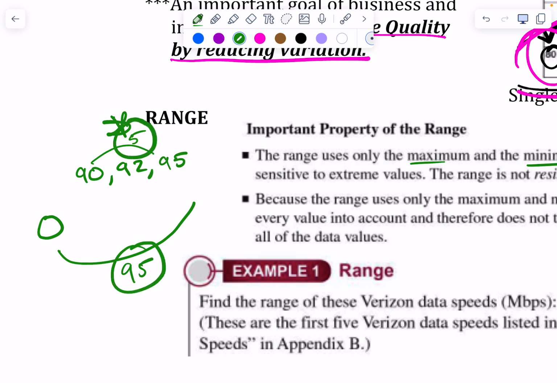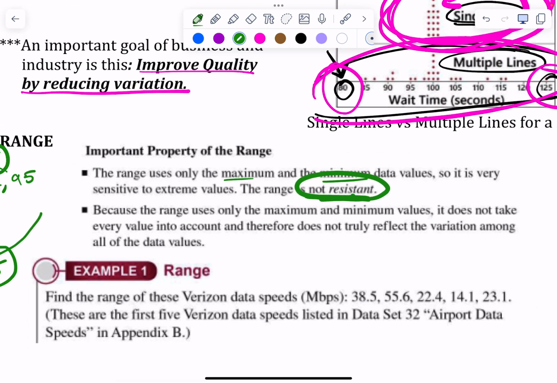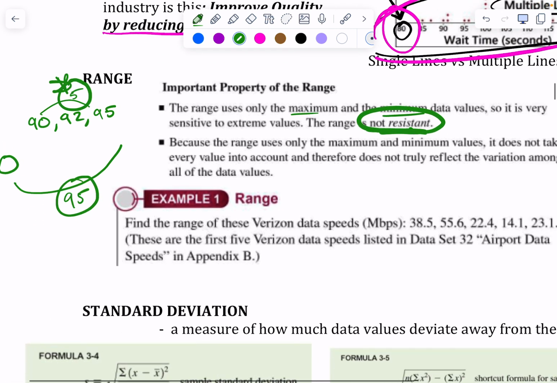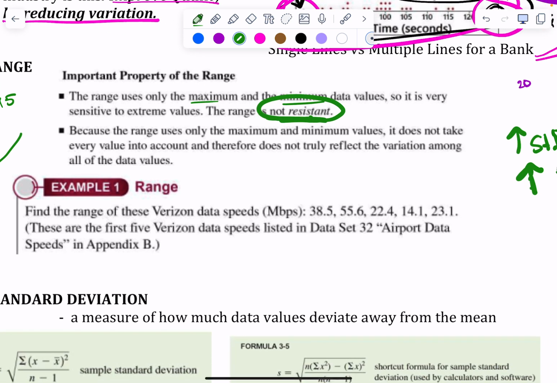Resistant or not resistant? It's not resistant to an extreme value. It changes a lot, right? Resistant means it stands its ground. It's resisting. It's not changing. This is not resistant because it is changing a lot. Not resistant, okay?